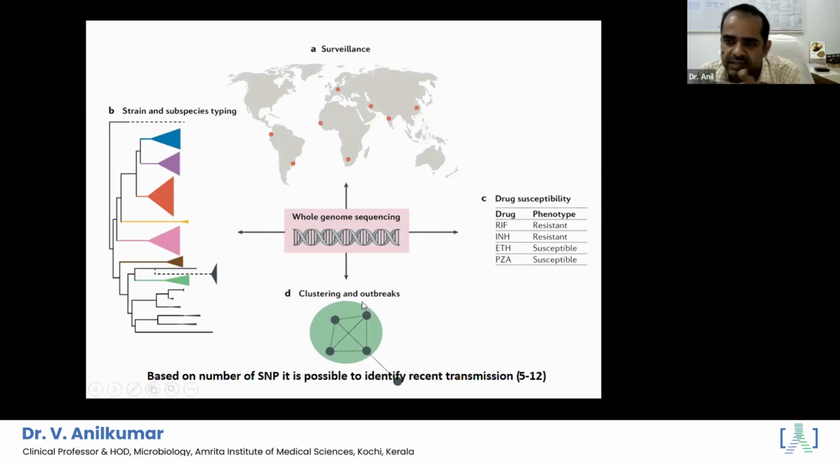If the lab is sending similar isolates through whole genome sequencing, you can question the lab saying that you are having identical isolates being sent for different patients. Please check whether it's contamination or not. So you can identify outbreaks by looking at the whole genome sequencing data. But this is not possible if you do a targeted NGS. Targeted NGS will not have that much amount of data to come to a conclusion whether there is an outbreak or not.